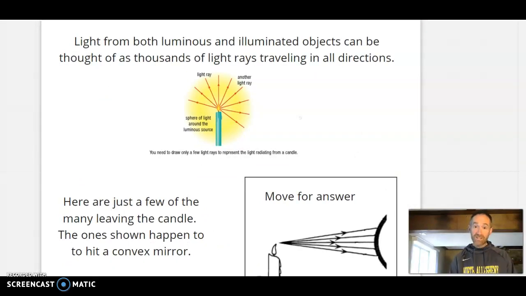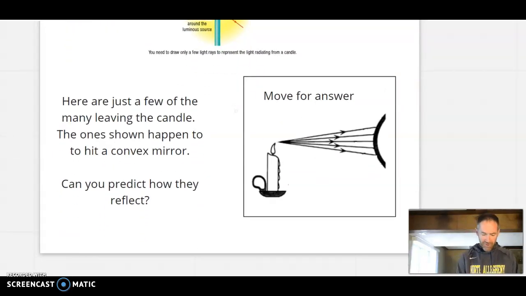And we can think of those light rays as straight lines that sometimes encounter a mirror or a lens and get bent. So there's tons and tons of light rays. Look at this candle. There are all these light rays coming off, and there are actually so many more than what you even have pictured there. Just a few of those light rays are shown leaving this candle.